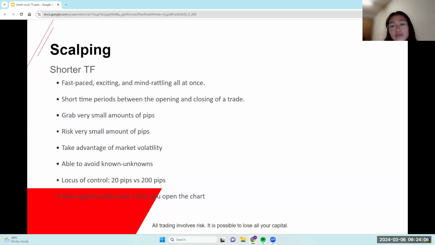But it allows you to take advantage of market volatility and you're able to avoid known unknowns. So your locus of control is greater, because you're looking at 20 pips versus 200 pips. And there are new opportunities every time you open the chart.